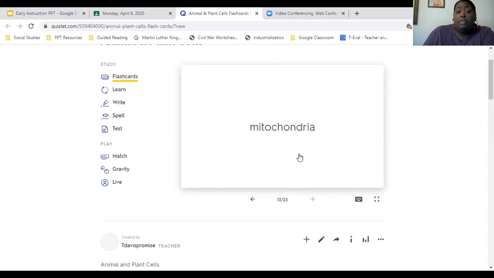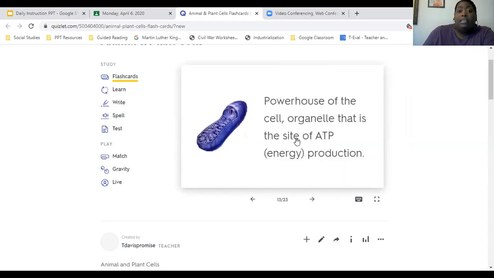Mitochondria. Mitochondria is the powerhouse of the cell. It's the organelle that is the site of ATP, which is the energy production. If I could compare mitochondria to anything, I would call it the cafeteria. It's where the energy is produced inside of the cell.